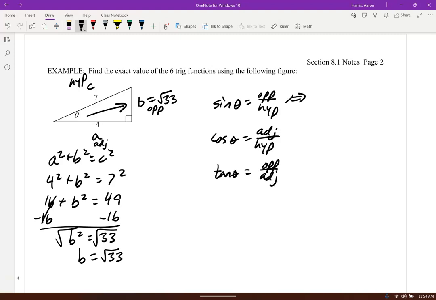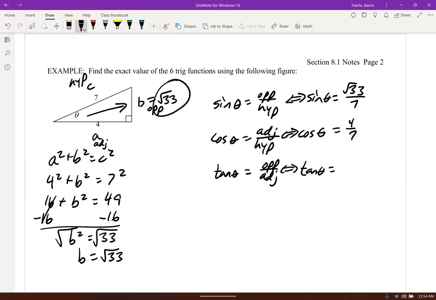So here our sine ends up being square root of 33 over the hypotenuse 7. Our cosine is the adjacent side, so 4 over the 7. And the tangent ends up being the square root of 33, opposite over adjacent, 4.